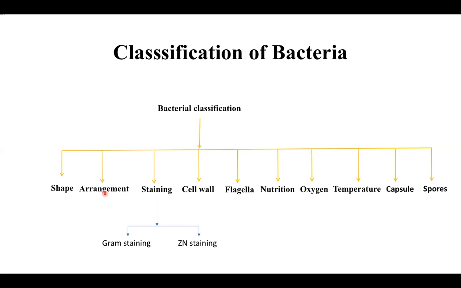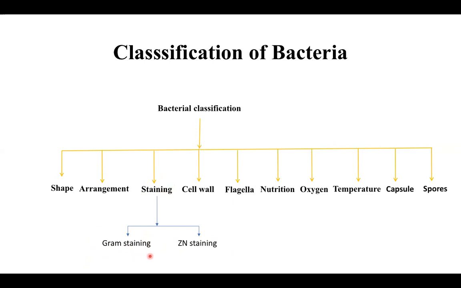And another criterion for the classification of bacteria is based on the staining techniques. Generally, in microbiology, we most commonly use two staining techniques. One is the gram staining, and another is the Ziehl-Neelsen staining or the ZN staining or the acid-fast staining. Based on the gram staining, we classify the whole group of bacteria into broad categories, that is gram-positive bacteria and gram-negative bacteria.